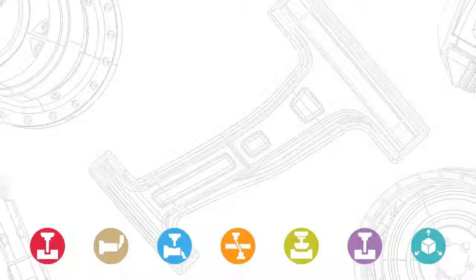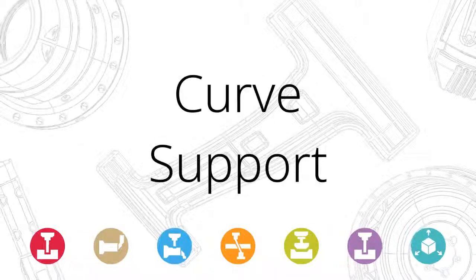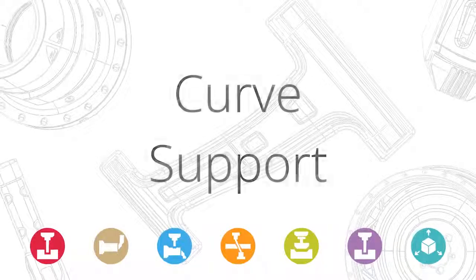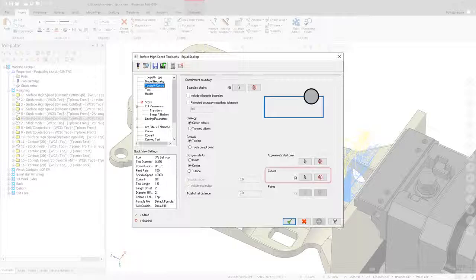Mastercam 2020 includes a number of new features and enhancements to 3D mill toolpaths. Scallop and Scallop toolpaths now include the ability to select curves on the toolpath control page. When selected, the toolpath is created outwards using the curves as a starting point.